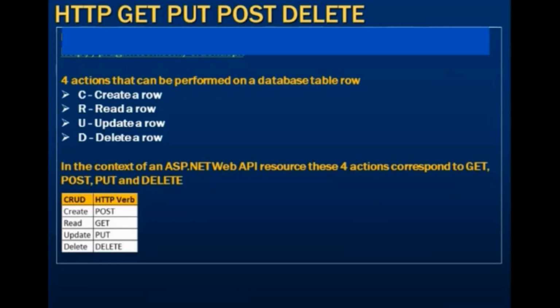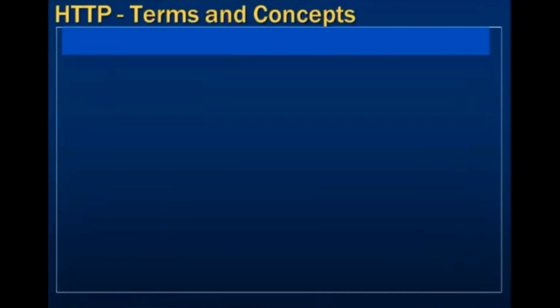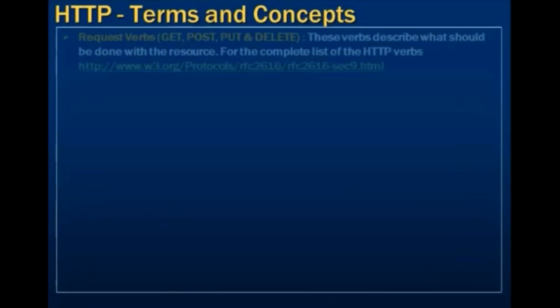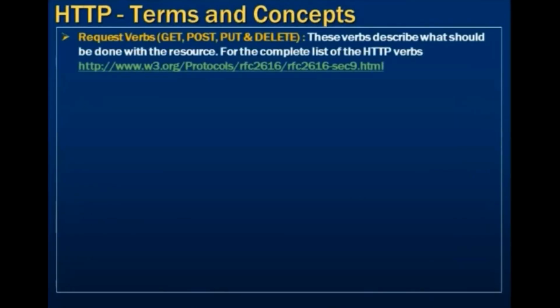Let's now understand some terms and concepts related to the HTTP request and response system. Request verbs. These HTTP verbs get, post, put, and delete describe what should be done with the resource. For example, do you want to create, read, update, or delete an entity? Get, put, post, and delete HTTP verbs are the most commonly used ones. For the complete list of the HTTP verbs, please visit this URL right here.